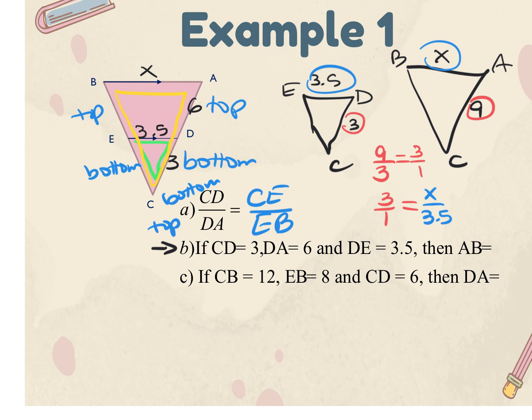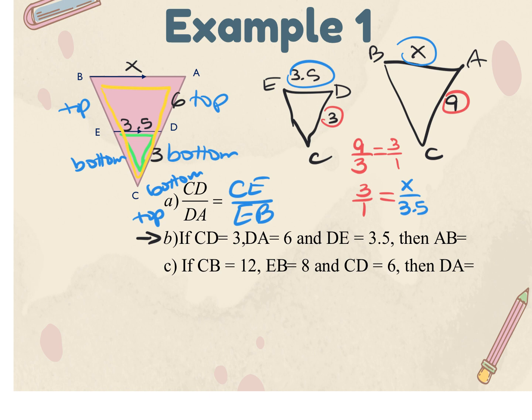So to find the length of X, which is AB, I'm going to cross multiply. So I'm doing X times 1 and then 3 times the 3.5. Once I multiply 3 times 3.5, I get 10.5. So the answer to part B is AB equals 10.5.